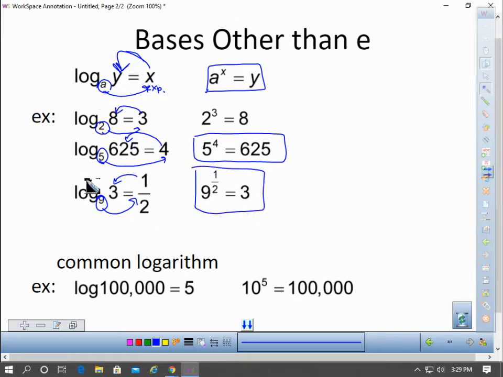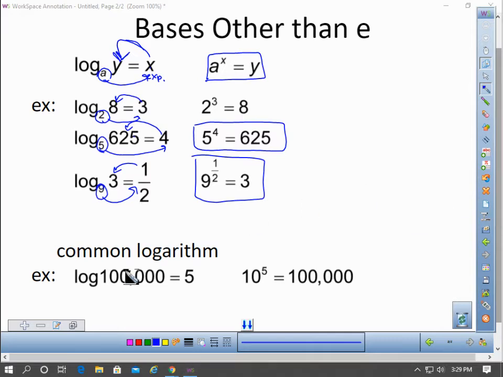So this is converting between logarithms and exponentials in our other bases that are not e. Okay? And again, like I said a few seconds ago, if it does not have a subscript, we are in base 10. It's called the common logarithm. So this would be base 10 here. So 10 raised to the 5th power would equal 100,000. And of course it does. 10 to the 5th power is 100,000. So just remember, that's the way you translate from a logarithm into an exponential.